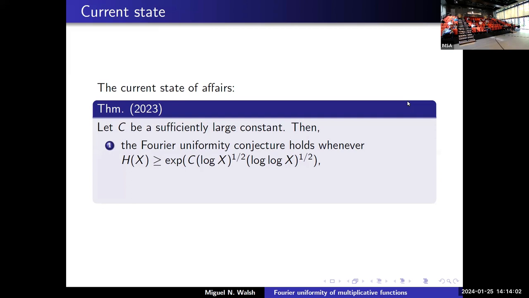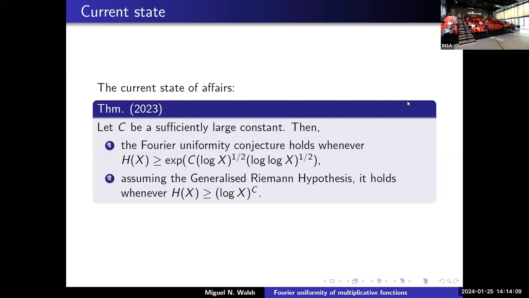And maybe that explains why the second result is even deeper than this result, which is that, in fact, assuming the generalized Riemann hypothesis, we can actually break this barrier. And we can break it rather substantially and show that the Fourier uniformity conjecture holds for intervals of size a large power of the.